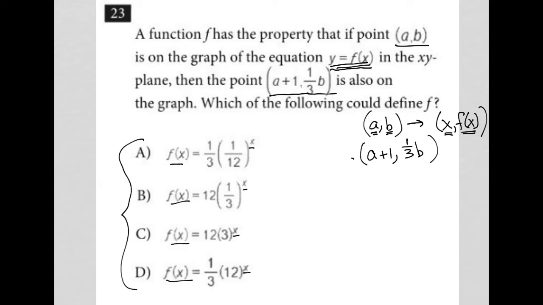Second of all, what is this a plus 1, 1/3 b telling us? Well, it's telling me that, for instance, if f of 0 were some value, which I'll call b, then f of 1, increasing that x value by 1, would be 1/3 that. So if f of 0 were b, then f of 1 should be 1/3 b. That's what this is telling us, and understanding that is really the key to answering this question.